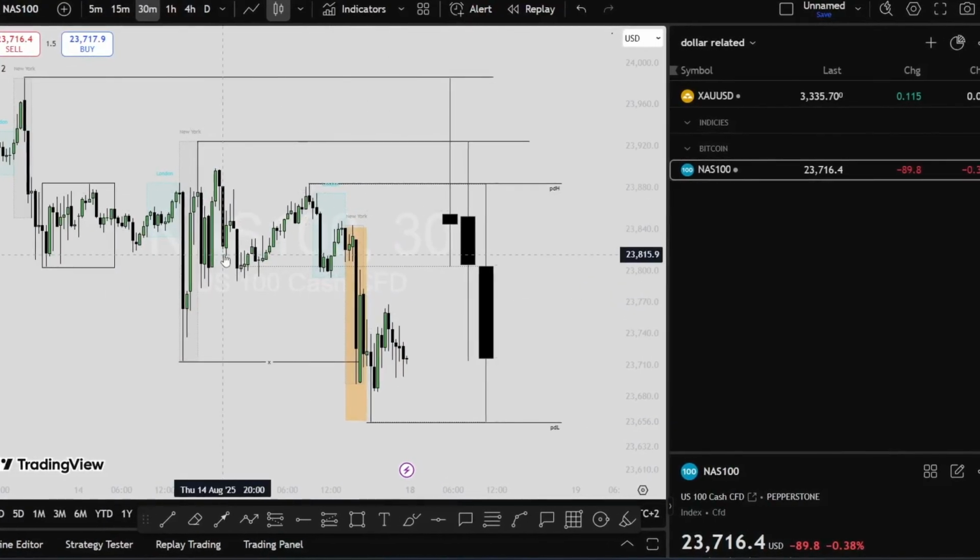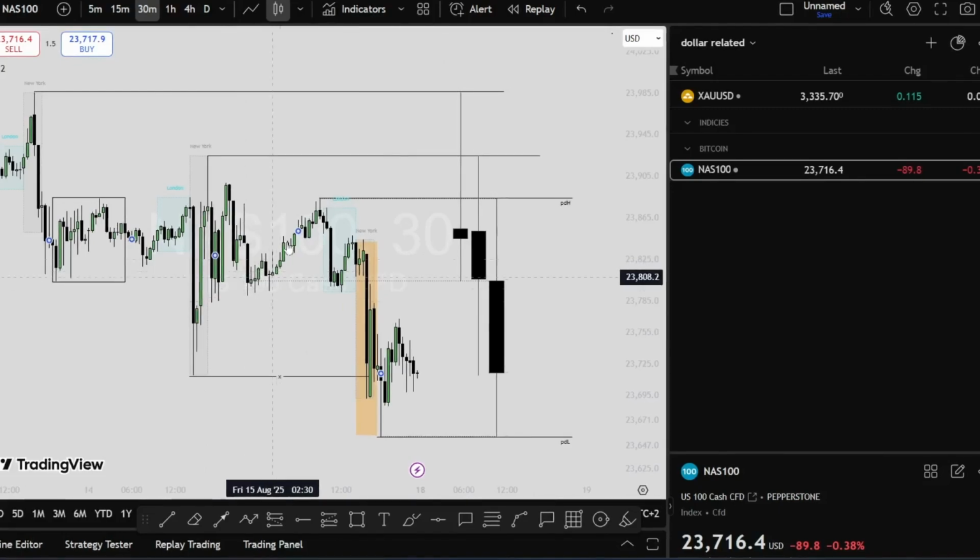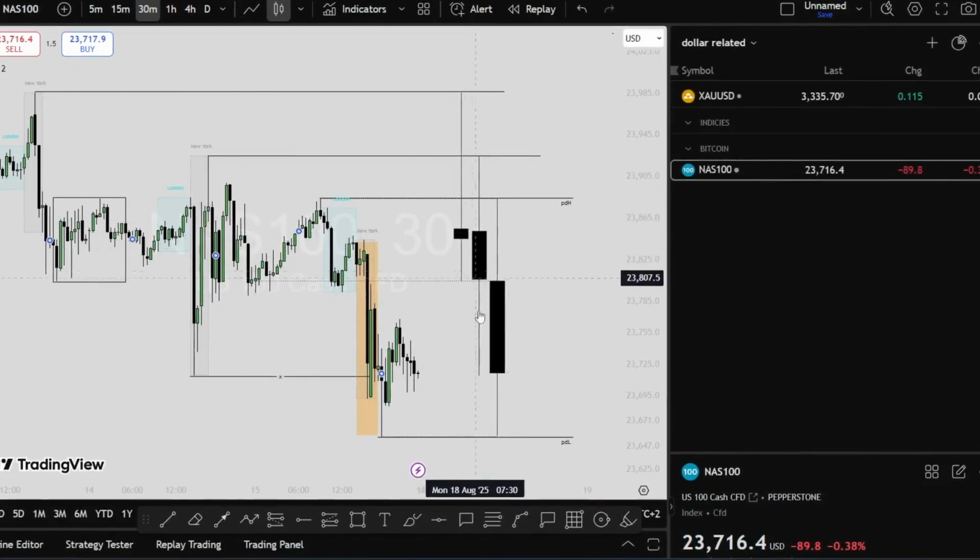So the first thing, these candlesticks right about here are from the daily time frame. They are three consecutive daily candles from Friday, Thursday, and Wednesday.